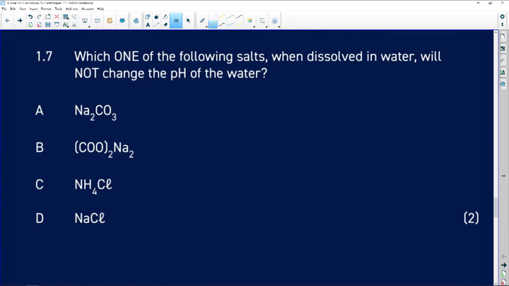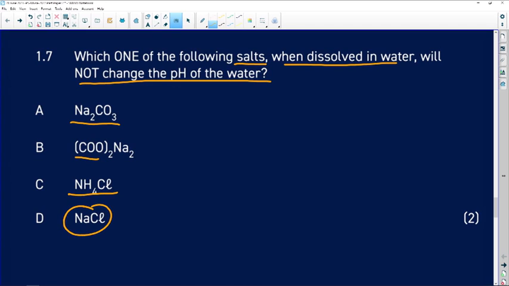1.7. With 1.7, which one of the following salts, when dissolved in water, will not change the pH of water? So we are looking for a salt that has a pH of 7. And that salt cannot be sodium carbonate, Na2CO3. It cannot be COONa2. It can be ammonium chloride as well.